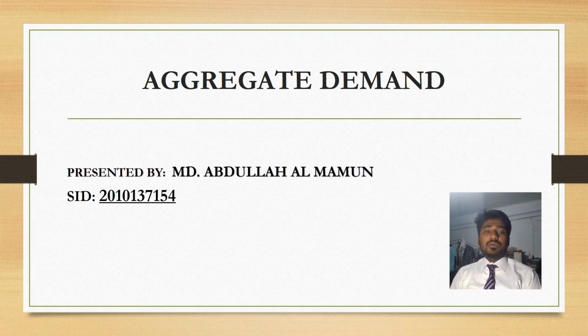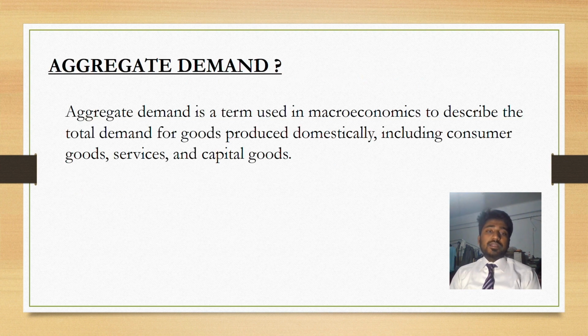Today I will discuss aggregate demand. At first we have to know what aggregate demand is. Aggregate demand is the term used in macroeconomics to describe the total demand for goods produced domestically, including consumer goods, services and capital goods. Aggregate demand also refers to the demand for the country's gross domestic product and the measure of demand for goods and services at all price levels.